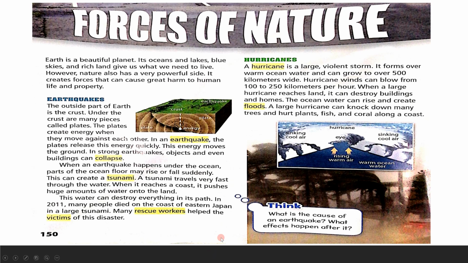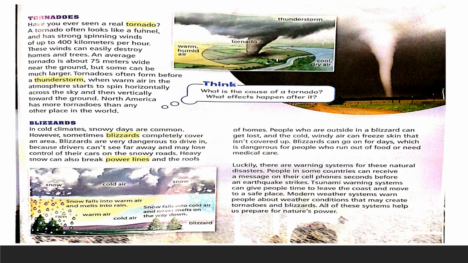Hurricane. Okay, hurricane is like a large violent storm. It destroys everything that comes on its way. Tornadoes. Okay, tornadoes have very strong rotating wind, and it is formed before the thunderstorm. Its speed is 400 kilometer per hour. That's too much.